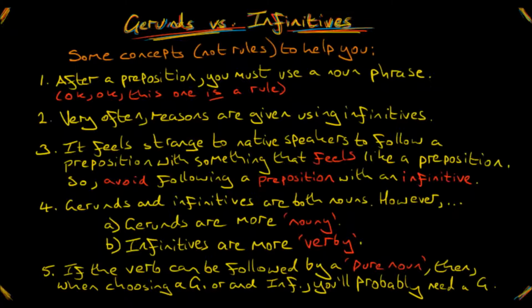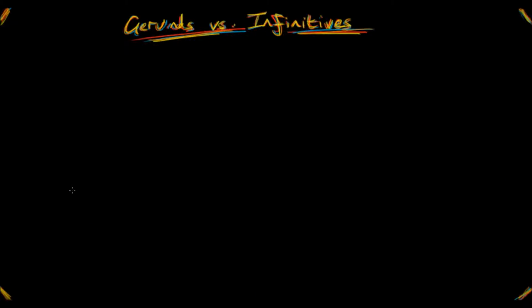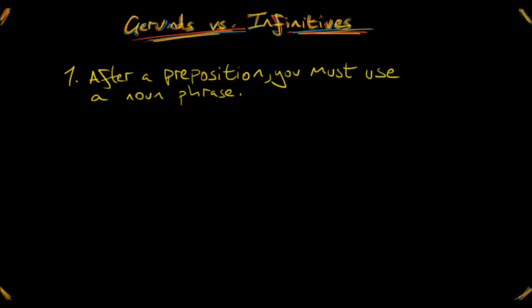Let's have a look at some of these individually. So let's take a look at some examples of each of these concepts. And the first one being, after a preposition, you must use a noun phrase. And as I mentioned previously, this isn't even really a concept. This is just a hard rule in English that you must stick to. Let's take a look at some examples here.